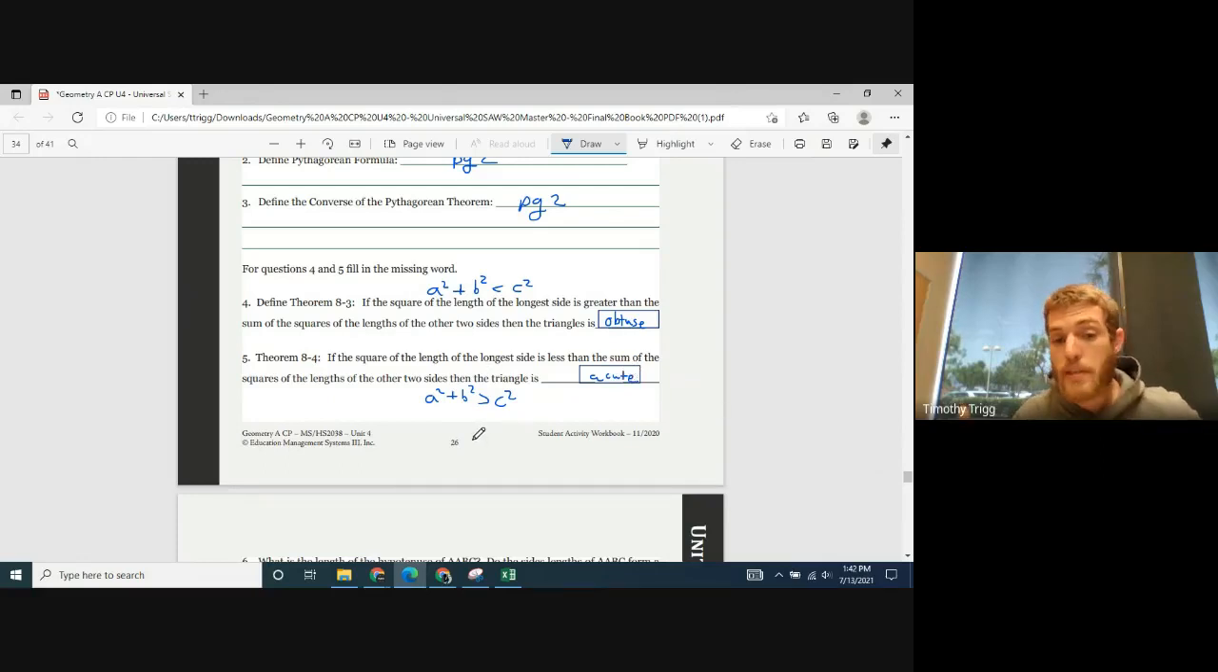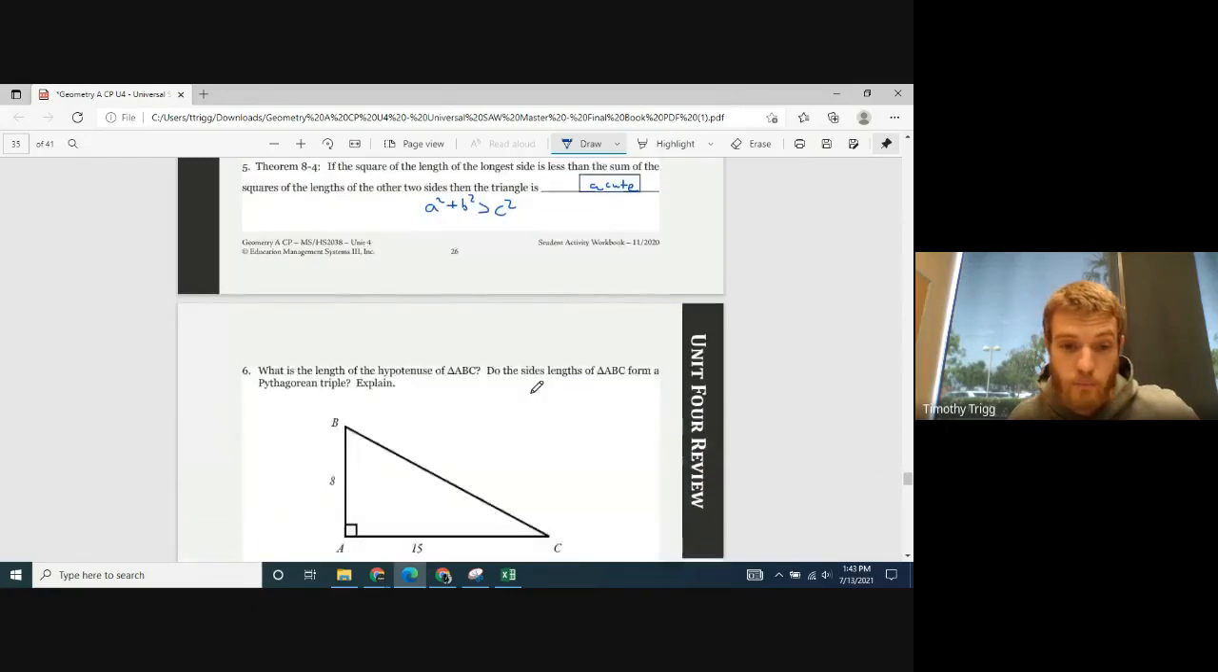So if we have the three sides of a triangle, we can always tell if it's obtuse, acute, or a right triangle. If a squared plus b squared equals c squared, then that would be a right triangle. If a squared plus b squared is less than c squared, that's obtuse. If a squared plus b squared is greater than c squared, then that's acute. And if a squared plus b squared equals c squared, that's a right triangle.